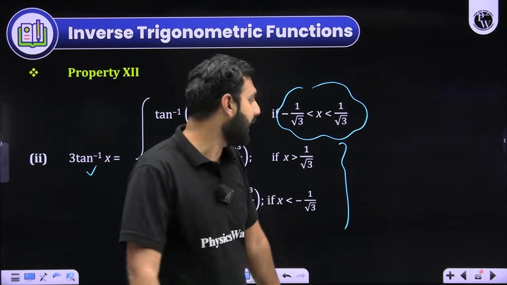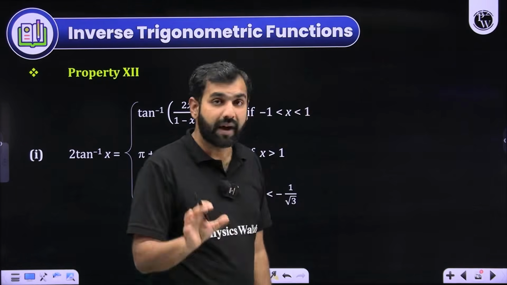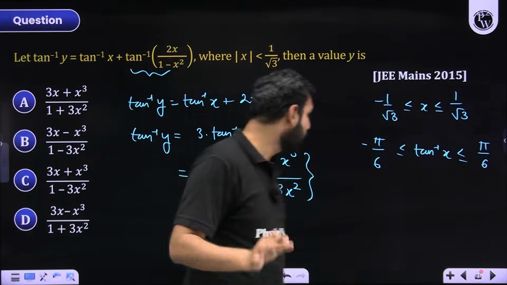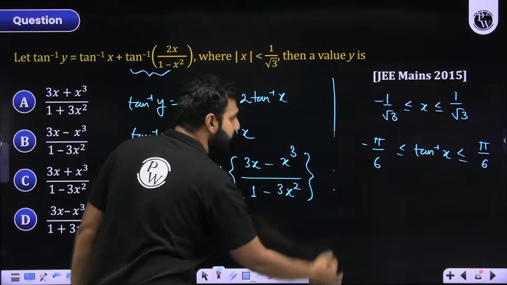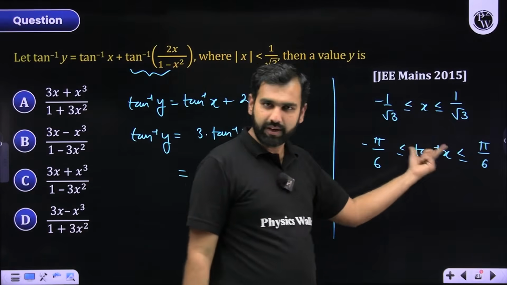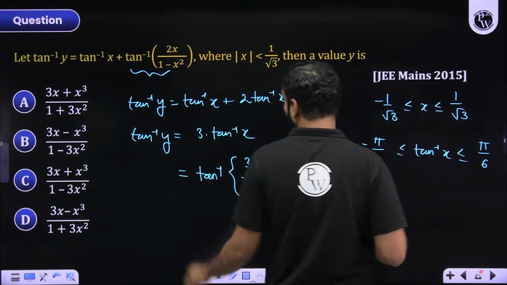Not just that, I could draw some more conclusions by using my own intelligence as well. What do I mean by my own intelligence? See, if tan inverse x is between minus pi by 6 to pi by 6, can you help me with 3 tan inverse x?